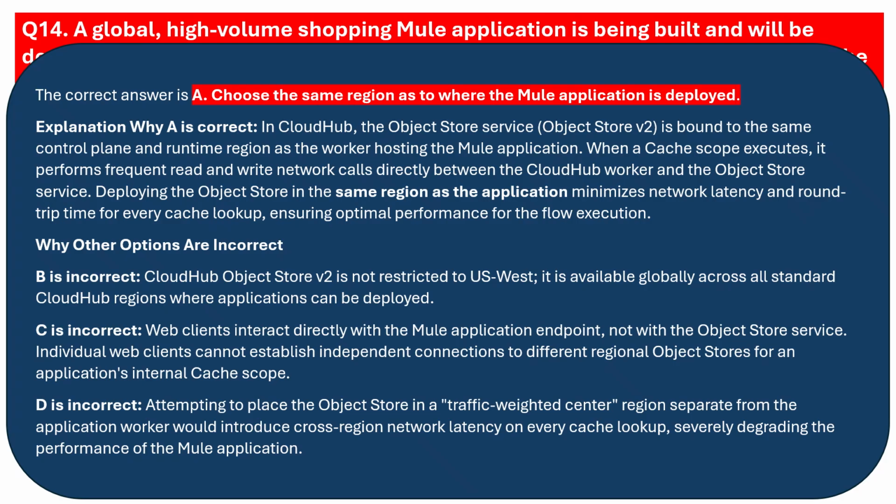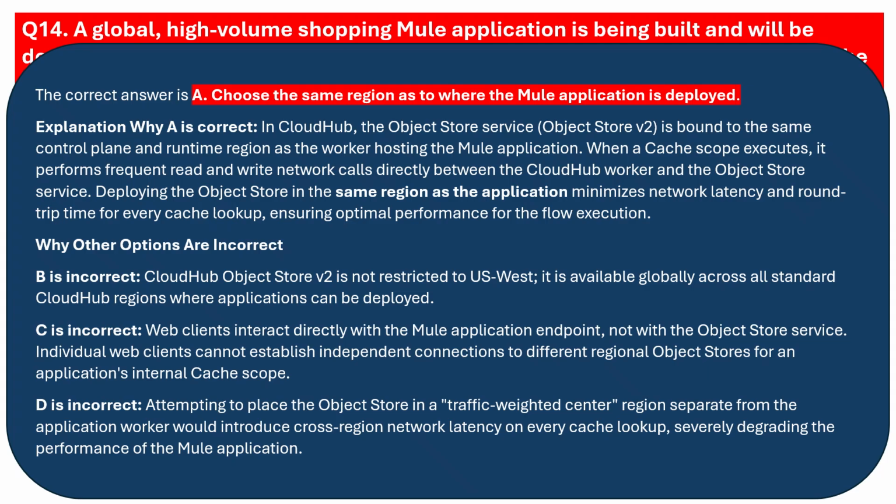Explanation why A is correct. In CloudHub, the object store service, Object Store v2, is bound to the same control plane and runtime region as the worker hosting the Mule application. When a cache scope executes, it performs frequent read and write network calls directly between the CloudHub worker and the Object Store service. Deploying the object store in the same region as the application minimizes network latency and round-trip time for every cache lookup, ensuring optimal performance for the flow execution.